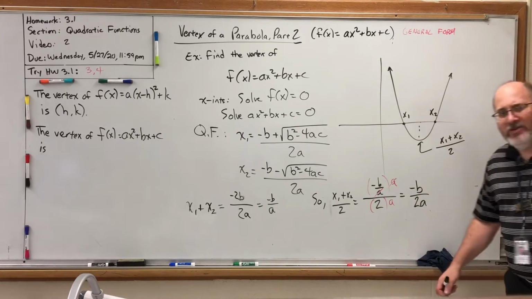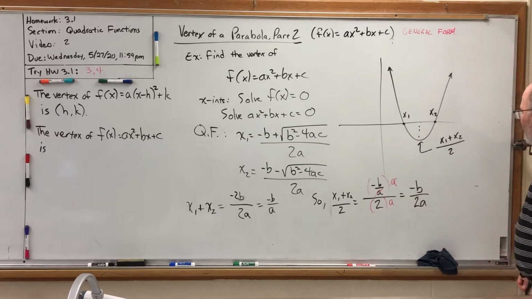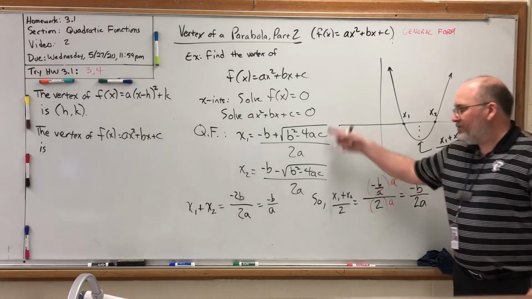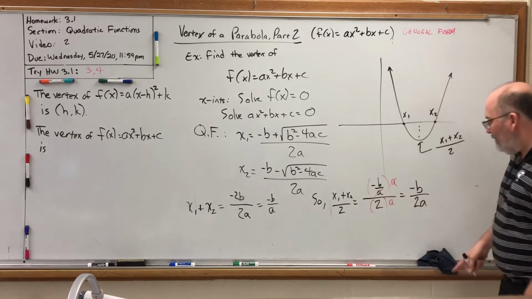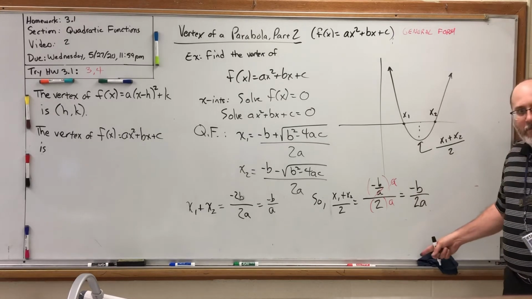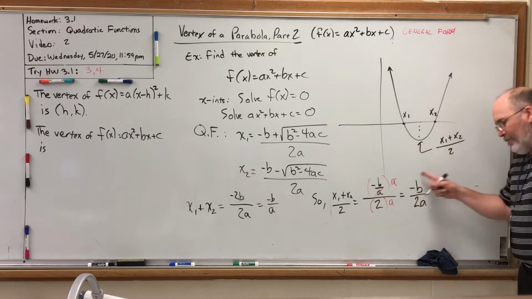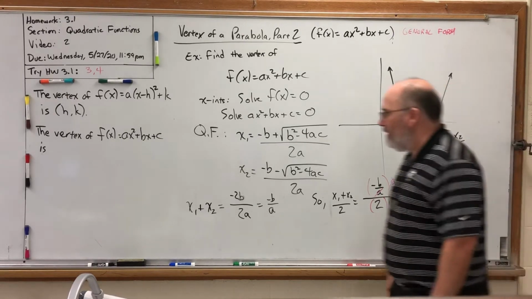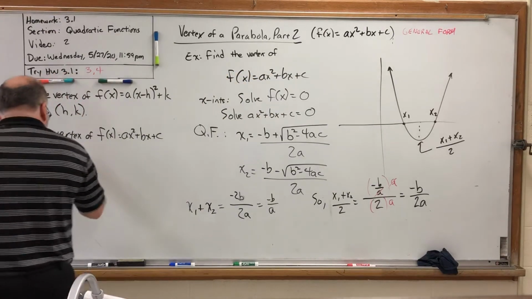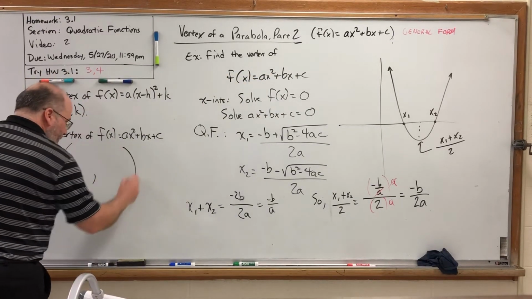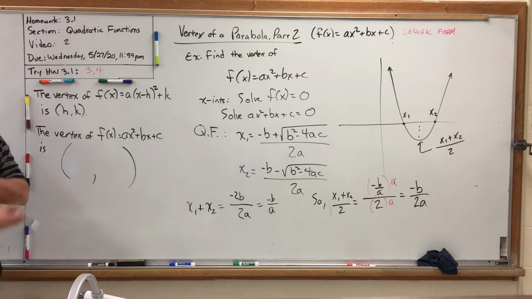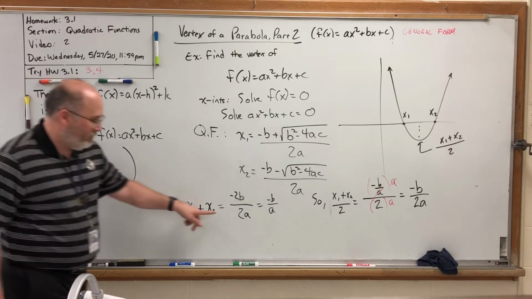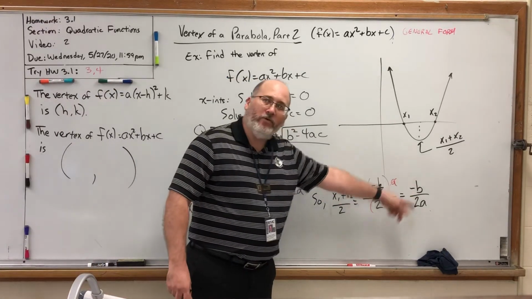So what just happened here? We averaged 2 generic x-intercepts to locate the x-coordinate of the vertex. Well, this isn't that bad. It just says negative b over 2a. So without further ado, here's the formula for the vertex of a quadratic function in general form. The x-coordinate is just negative b over 2a.